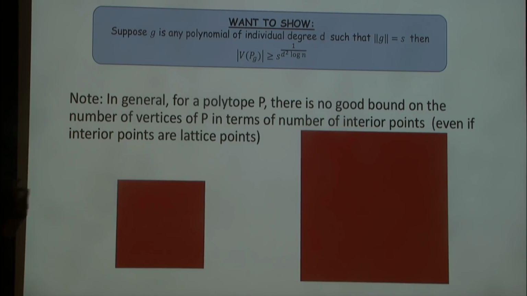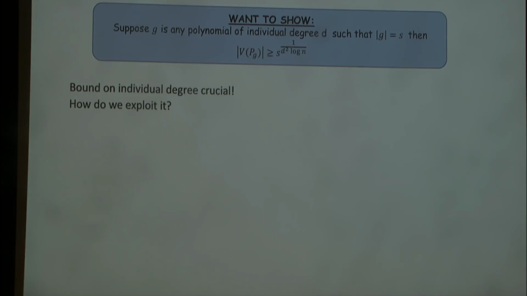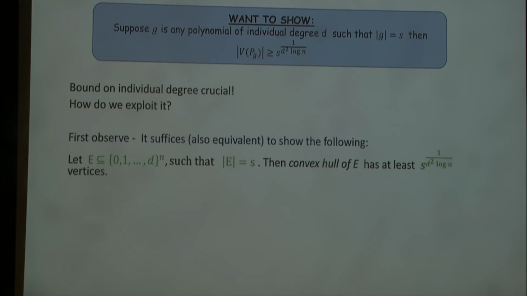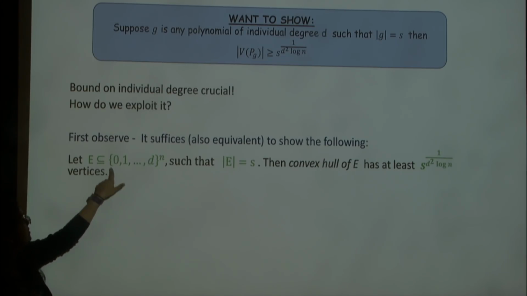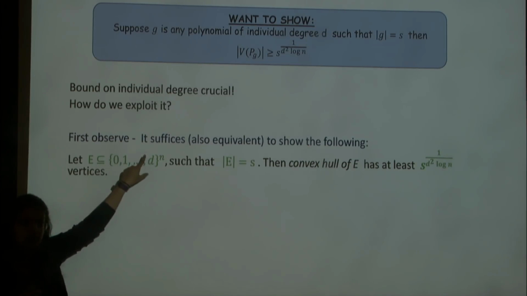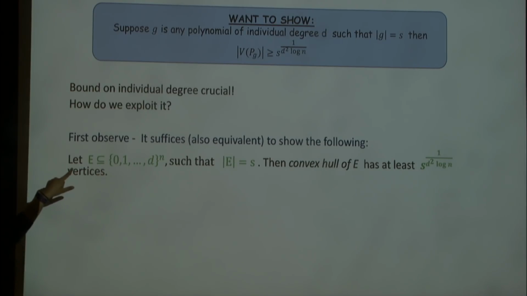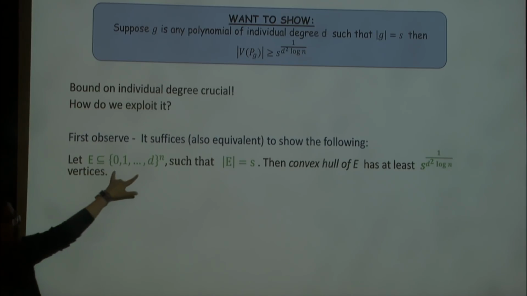So the individual degree bound is what's going to be crucial. So how do we use the individual degree bound? Note that since the individual degree of each variable is at most d, all these interior points, these exponent vectors of all the monomials, each exponent vector is an element of {0, 1, ..., d}^n. So if you looked at the support of the polynomial, the support was a subset of this.